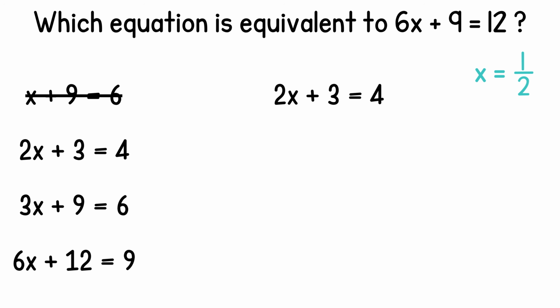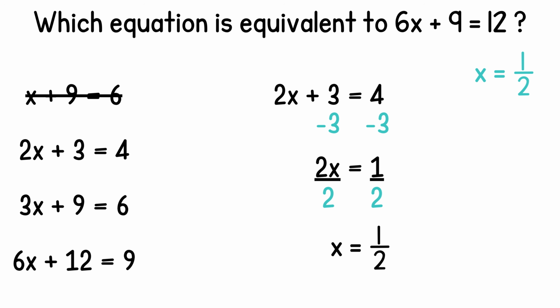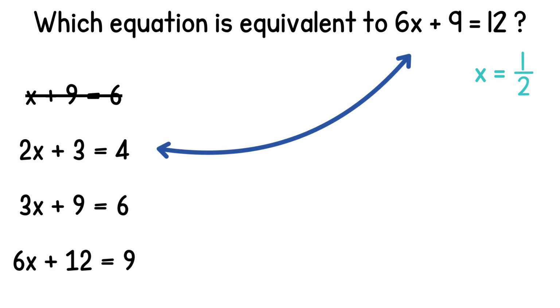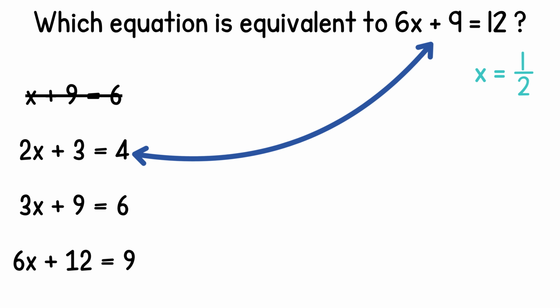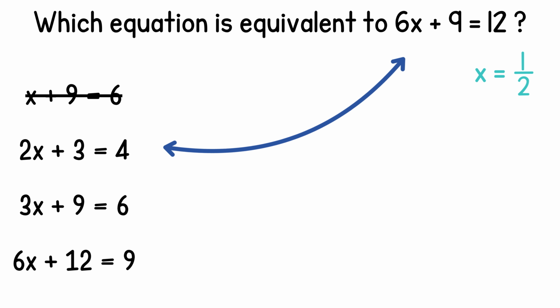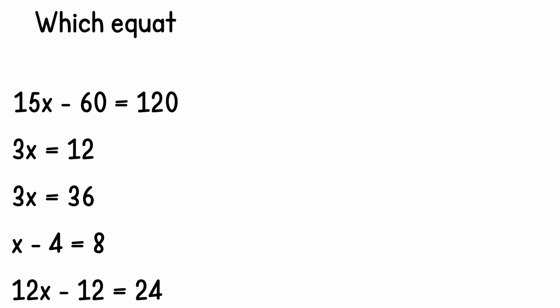Now let's look at 2x plus 3 equals 4. We'll start by subtracting 3 on each side. This gives us 2x equals 1. Now we'll divide both sides by 2, which gives us x equals 1/2. Since this matches our original solution, we can say that 2x plus 3 equals 4 is equivalent to 6x plus 9 equals 12.